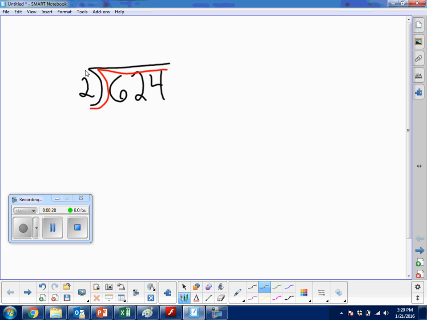Let's get started. What we're going to do is work on dividing these numbers one place at a time. First off, we're going to look at the hundreds place, which is the 6. What we're going to think to ourselves is, what is 6 divided by 2? 6 divided by 2 we know is 3.